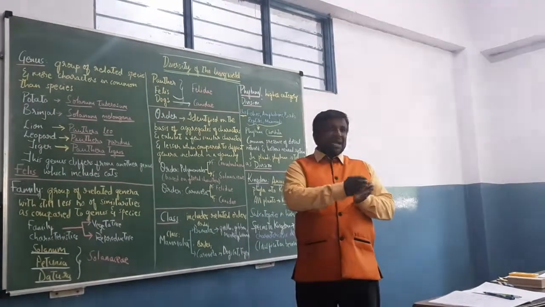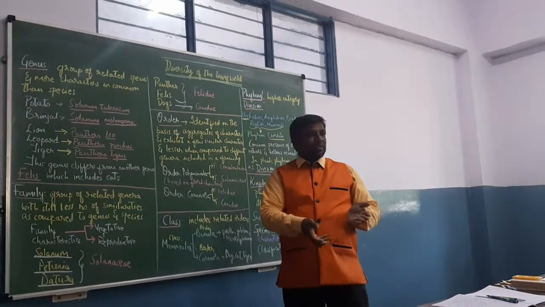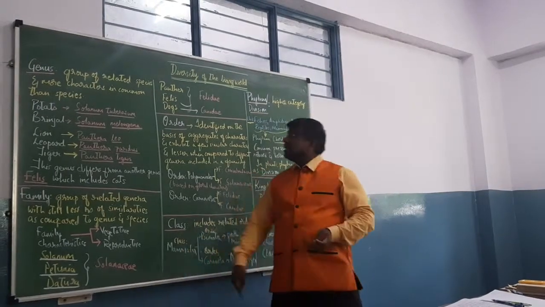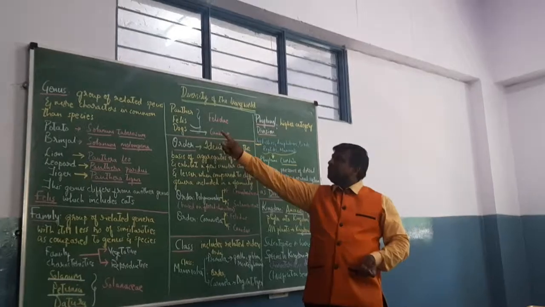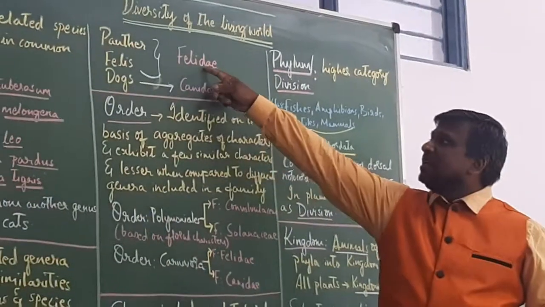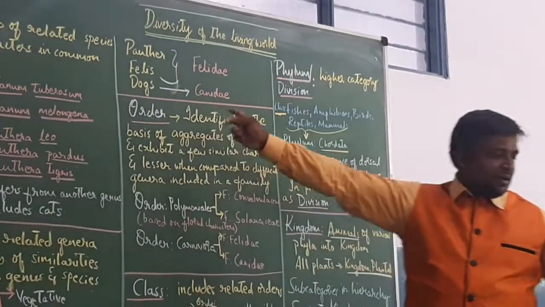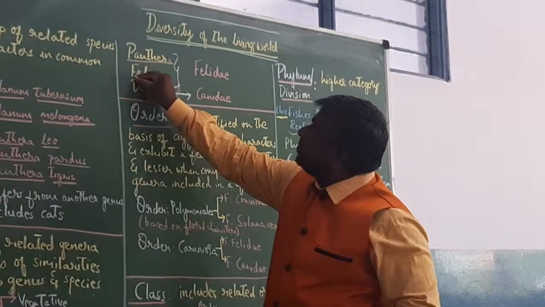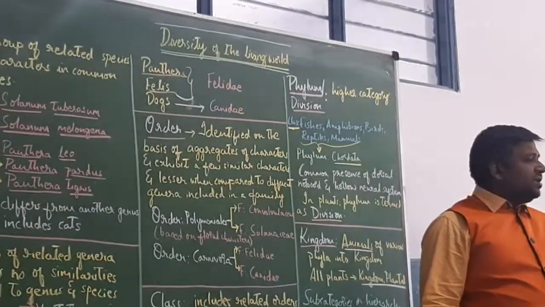But this common characteristic is lesser when compared to genera and species. See, many genera are placed under a common family, Solanaceae. Similarly, Panthera and Felis, these two are different genera, but they are placed under the family Felidae.